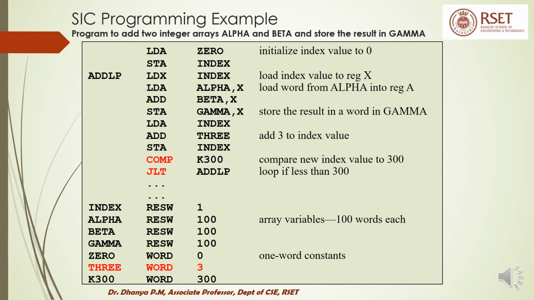Now the index is compared with 300. And if it is less than, we do a jump to the instruction with the label ADDLP. So this is done 100 times to store all the values of alpha plus beta to the array gamma.